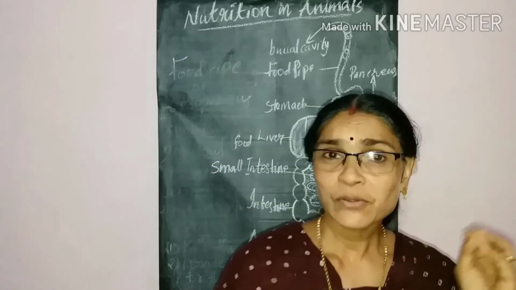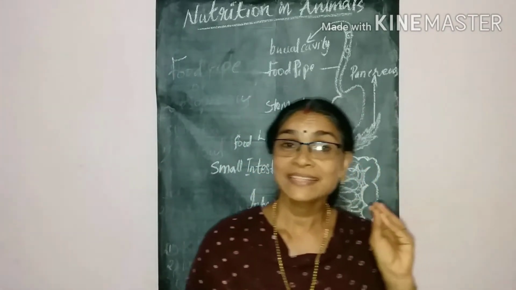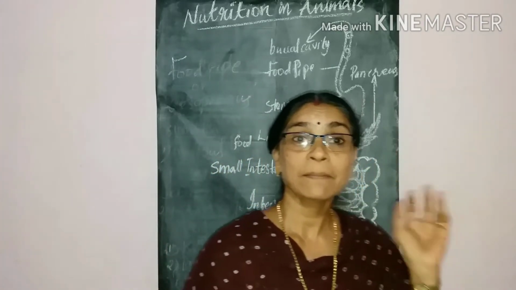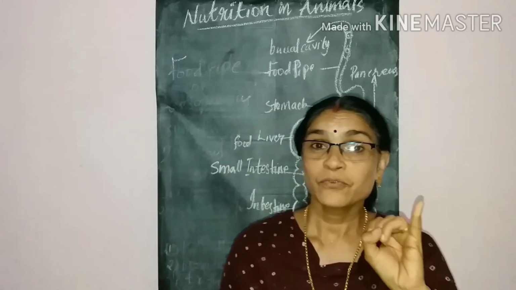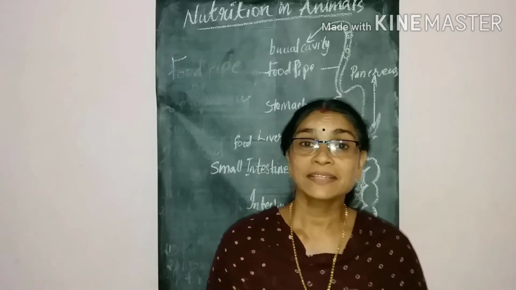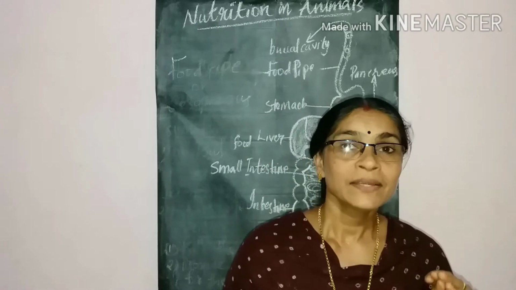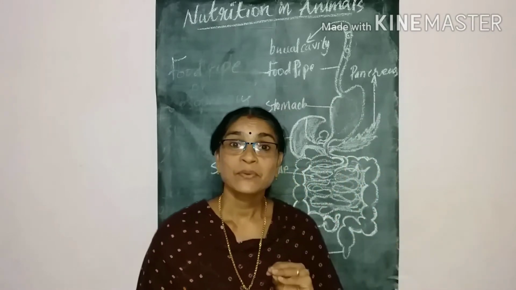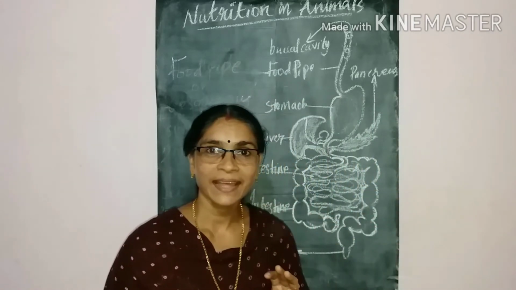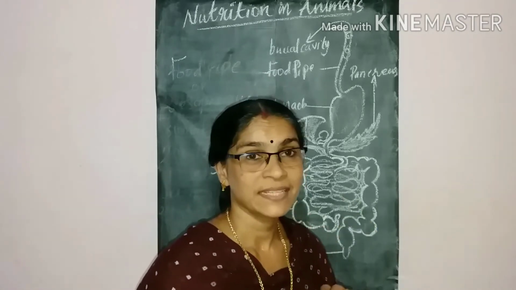Do you remember what all we discussed in the last class? We discussed our digestive system and what happened to the food in the parts like the mouth, food pipe and stomach. The next part of our digestive system is the small intestine. Today we have to know what happens to the food in the small intestine. Are you ready? Let us know more about the small intestine.